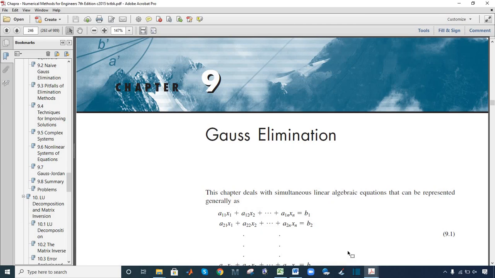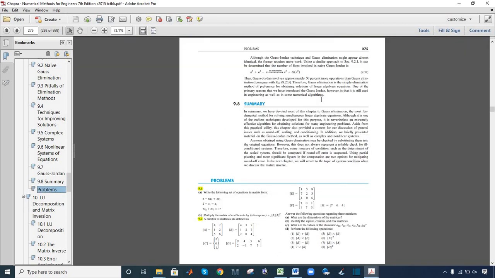Chapter number 9, Gauss elimination. This chapter is about matrices which you have already studied in matric and FSc. So this chapter is very easy as compared to others you already studied in this course. Move toward the problems of this chapter.